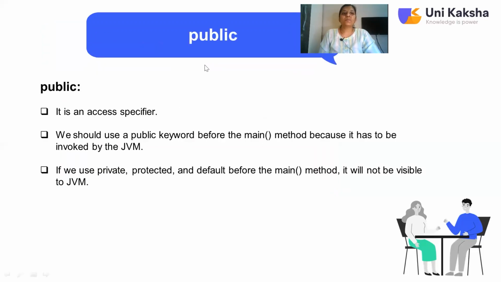So the very first keyword is the public keyword. Here public is considered as an access specifier. We always use the keyword public before the main method, because it should be invoked by JVM from anywhere. If you write private, protected or default before the main method, then it will not be visible to the JVM. So that's why it must be public. I will show you what kind of error it will give by making the main method private, along with the example.